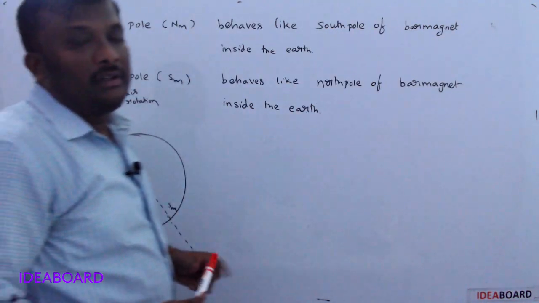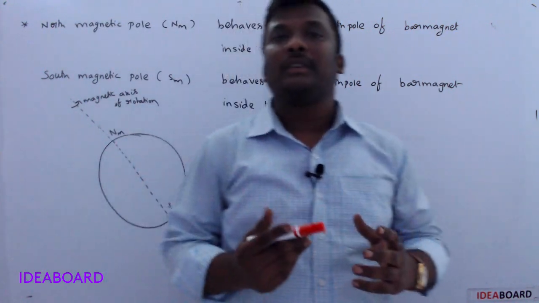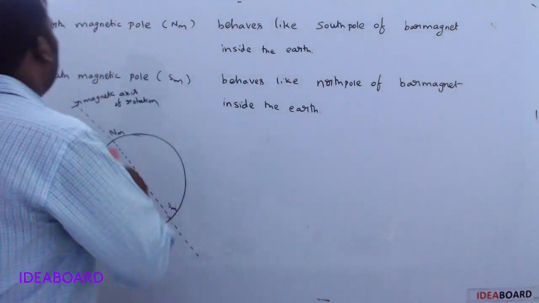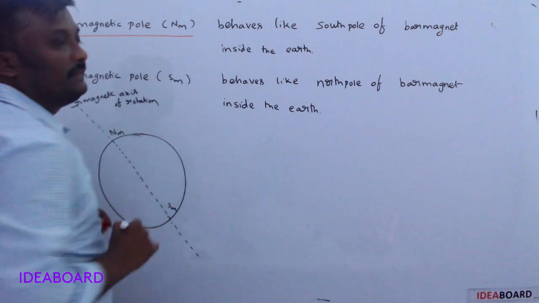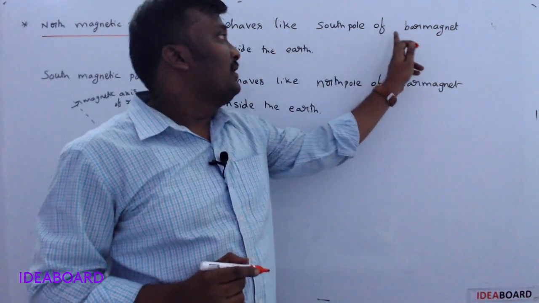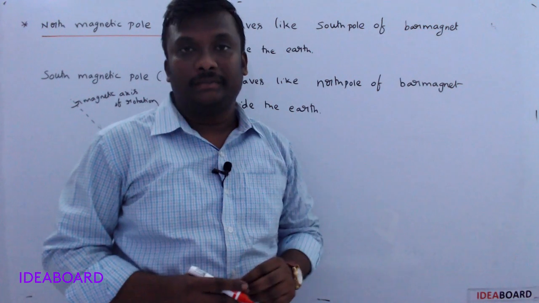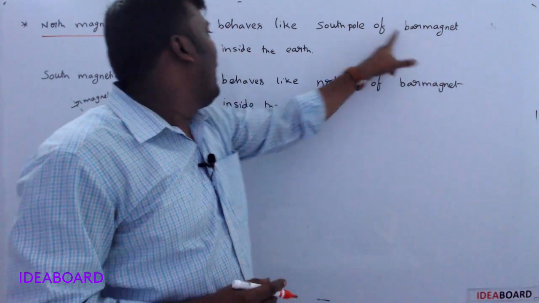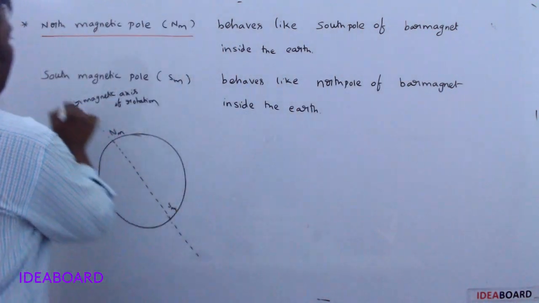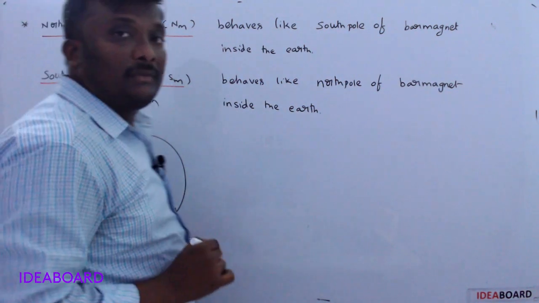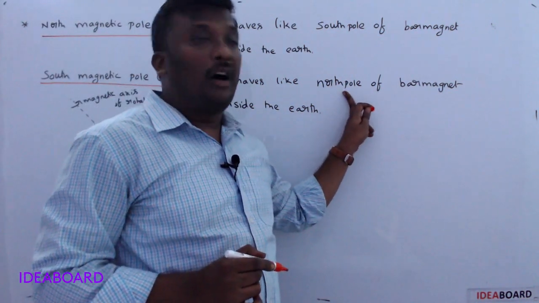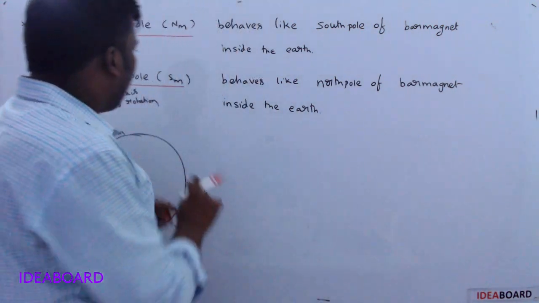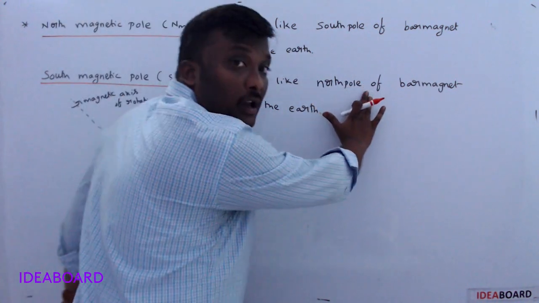And another important point in earth magnetism, most of the students are a little bit confused about this small content. Keep in mind, the north magnetic pole NM behaves like the south pole of the bar magnet inside the earth. And the south magnetic pole SM behaves like the north pole of the bar magnet inside the earth. Okay, so it's very clear.